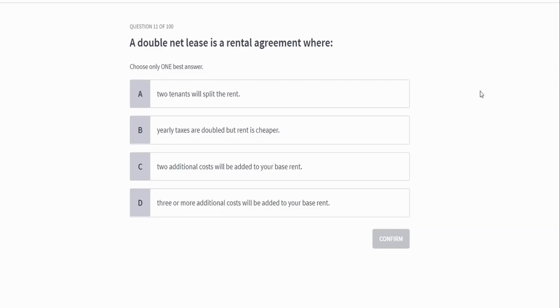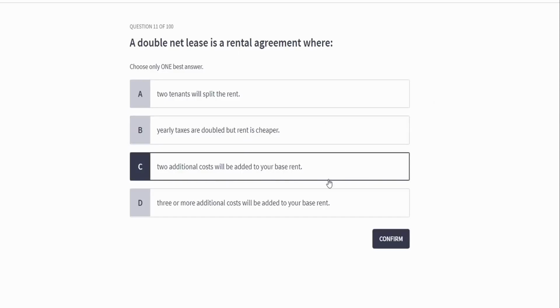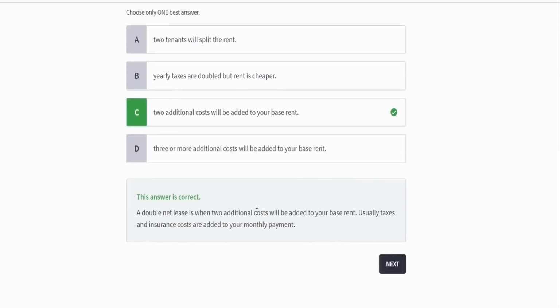Alrighty, so what is our correct answer for this one? It is C. That's right, it's C. It is two additional costs will be added to your base rent.